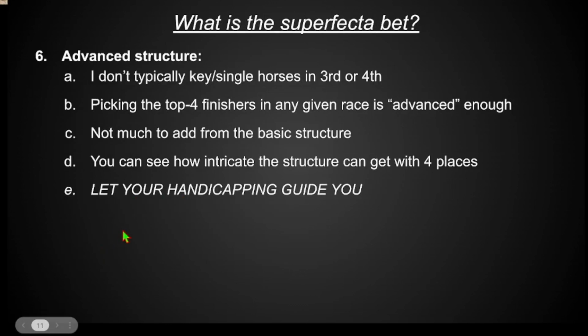So what is the superfecta bet? Looking at the advanced structure, I don't typically key or single horses in 3rd or 4th place. It's just not my style. Some people do. If that is your style, more power to you. It's not personally something I do. Picking the top 4 finishers in any given race is advanced enough. So not much to add from the basic structure, but you can see how intricate the structure can get with 4 places. You can have as many horses in the race as you want for each of the 1st, 2nd, 3rd, or 4th spot.